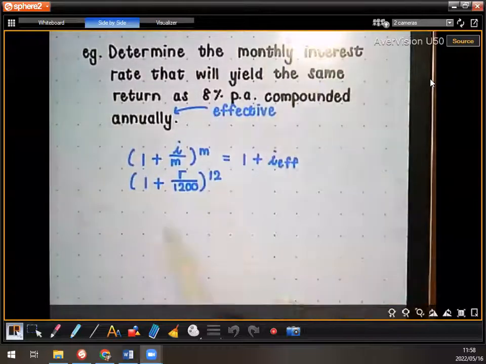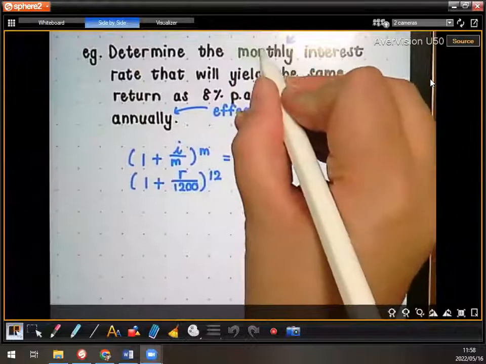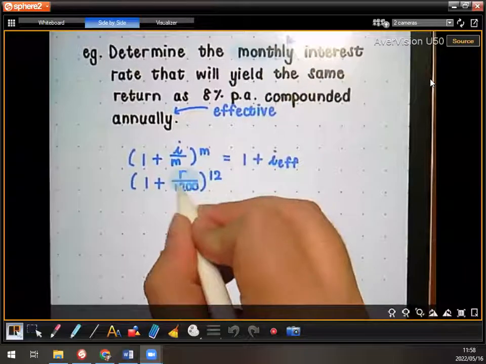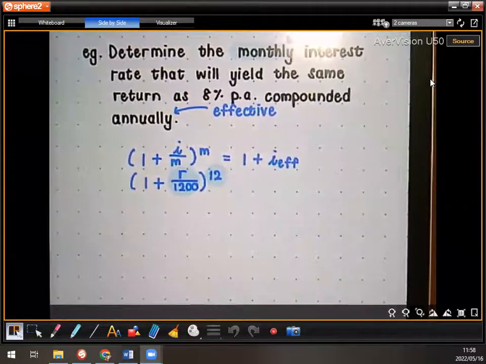So this monthly, we're putting that stuff in. Maybe we should highlight that, guys. They're saying monthly interest rate. So that's why we're putting in that over 1200 and that 12. That's coming from the question. If they've asked for a different type of interest rate, we would put other stuff in.